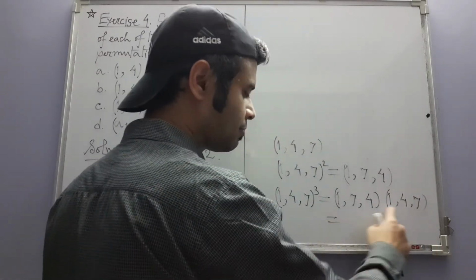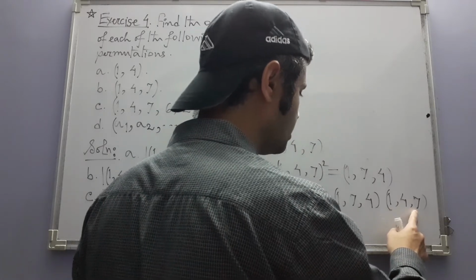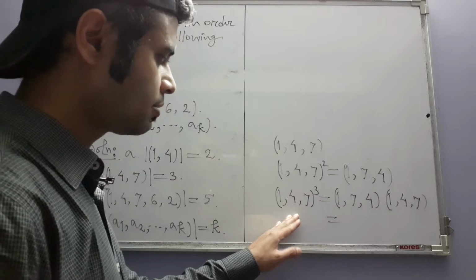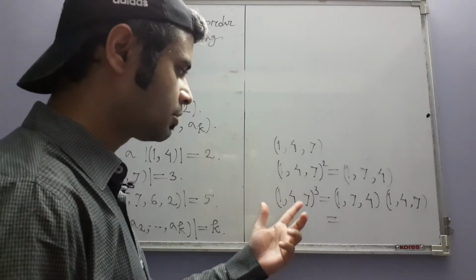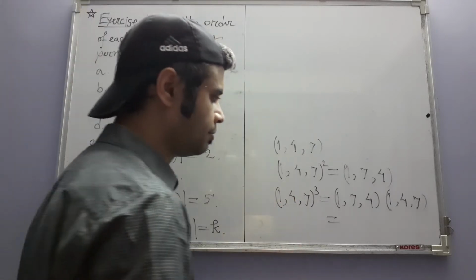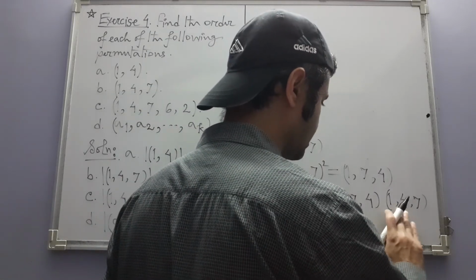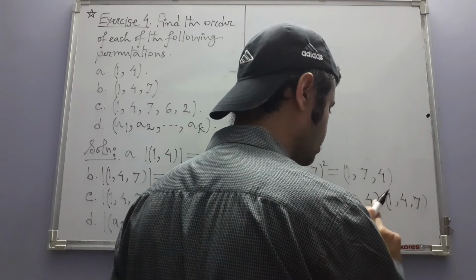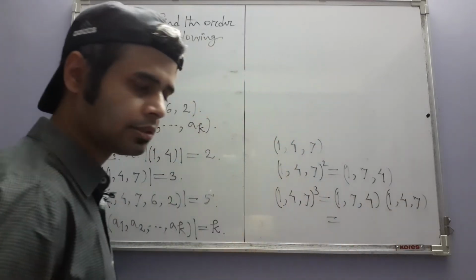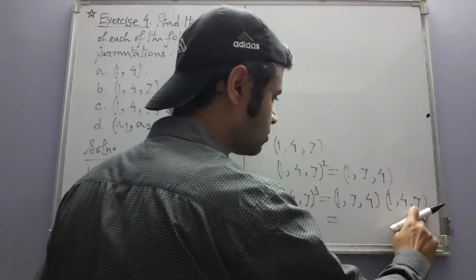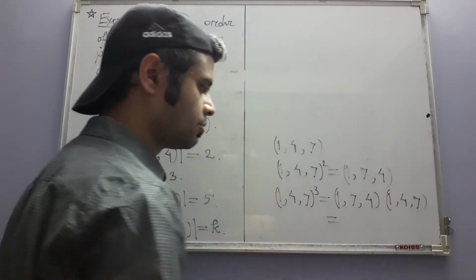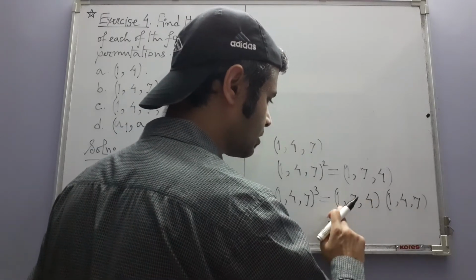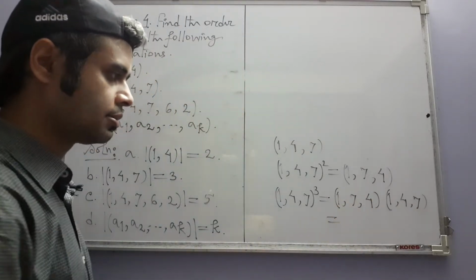So we have to start from this side. Actually, in this case, it does not matter because you could write this also as 147 times 147 square. Anyway, let us keep the rule intact. 1 goes to 4, 4 goes to 1, so 1 is unchanged. 4 goes to 7, 7 goes to 4, so 4 is unchanged. Like that, 7 goes to 1, then 1 goes to 7, so 7 is unchanged.